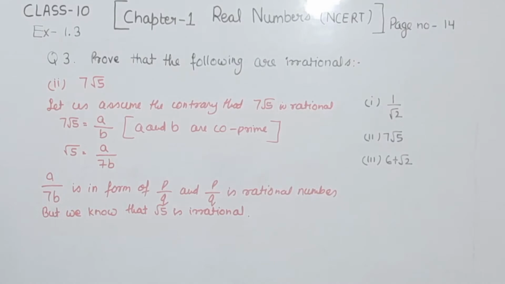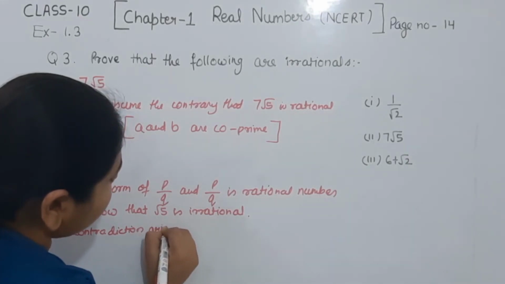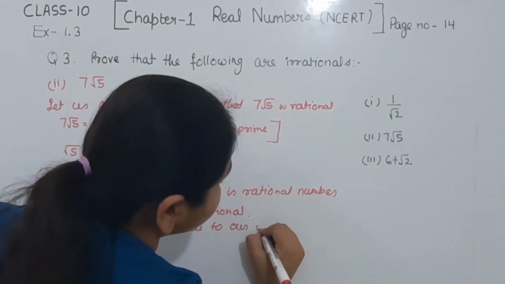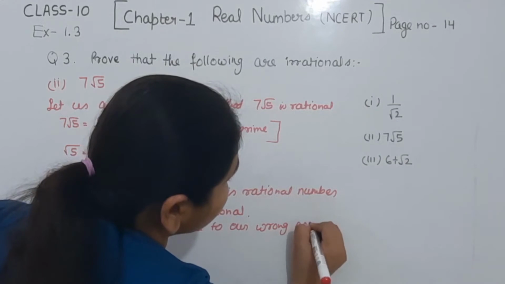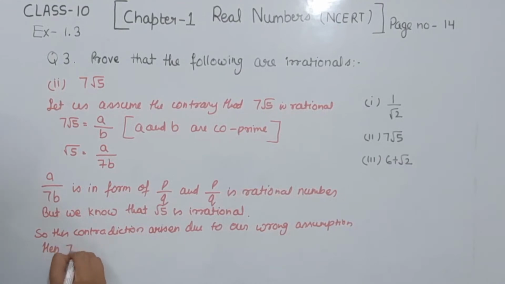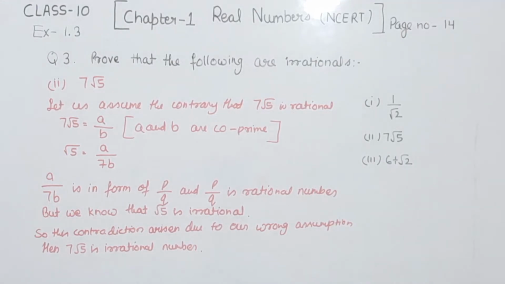So this contradiction arisen due to our wrong assumption. Hence 7 root 5 is an irrational number. This is part 2.